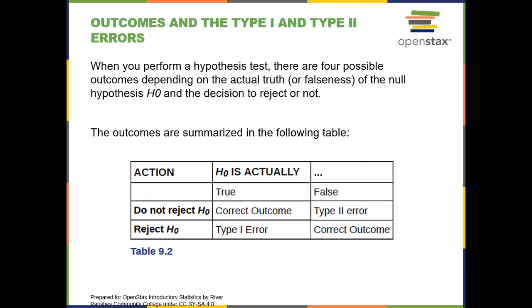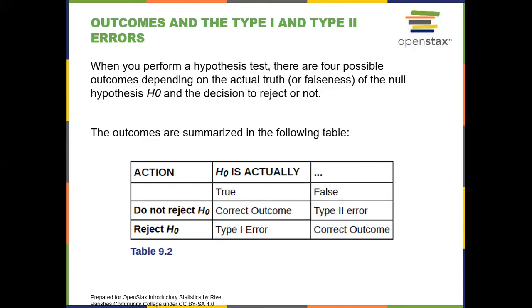do not reject H0. Let's look at the intersection of do not reject H0 and the second column, which is H0 is actually true. We do not reject H0 and H0 is actually true. H0 is actually true and our decision is do not reject H0. We made the correct decision. Then we look at the intersection of the second row and the third column. H0 is actually false and we do not reject H0. That is our decision. So fail to reject H0 when H0 is false, that's a type 2 error.